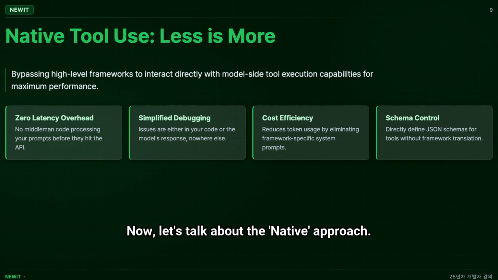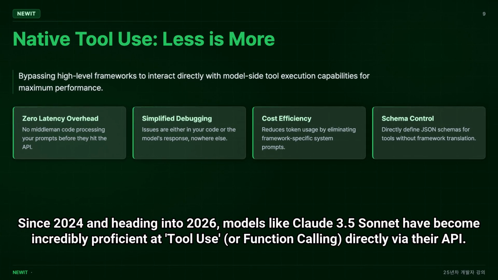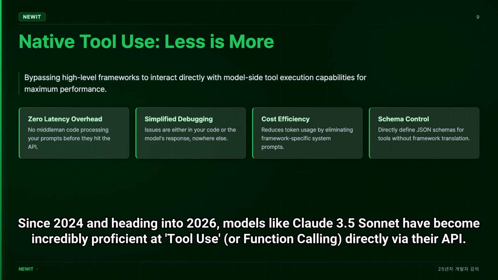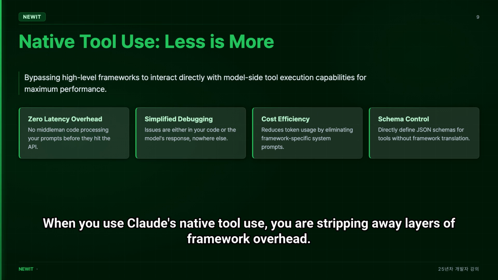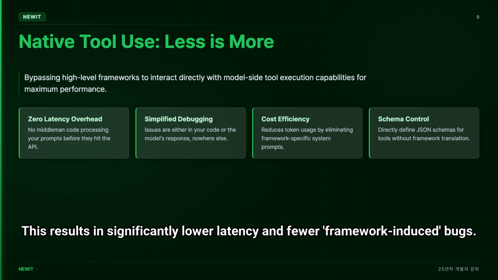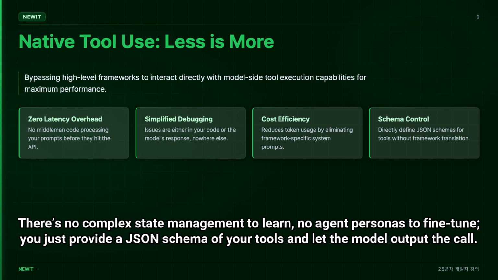Now, let's talk about the native approach. Since 2024 and heading into 2026, models like Claude 3.5 Sonnet have become incredibly proficient at tool use, or function calling, directly via their API. Many developers are realizing they don't need a heavy orchestrator for 80% of agentic use cases. When you use Claude's native tool use, you are stripping away layers of framework overhead. This results in significantly lower latency and fewer framework-induced bugs.